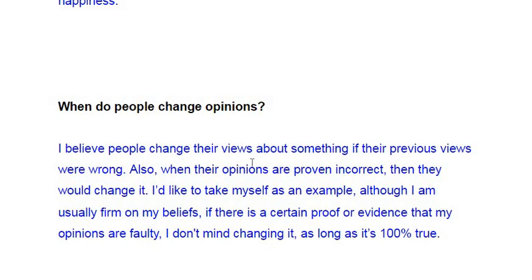I believe people change their views about something if their previous views were proven wrong. Also, when their opinions are proven incorrect, then they would change it. I'd like to take myself as an example. Although I am usually firm on my beliefs, if there's a certain proof or evidence that my opinions are faulty, I don't mind changing it, as long as it's 100% true.